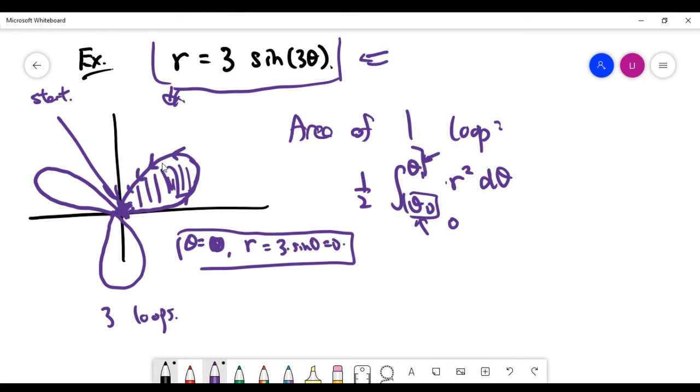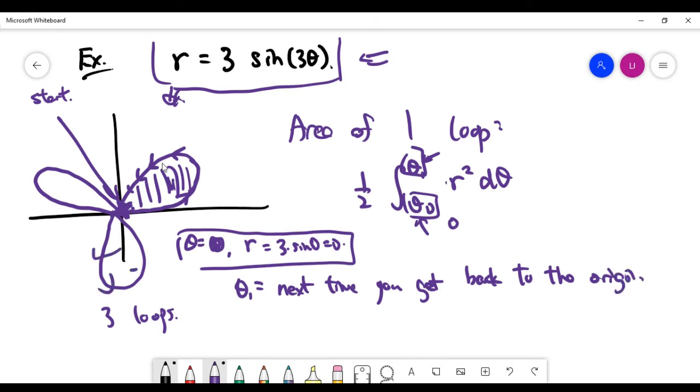So the angle theta 1 here should be the next time you get back to the origin. Please note that there are many times you go back to the origin. I don't care about the future times where you go back to the origin again. I would just like to look at the second time, because this loop is what we look at, in the sense that you go along this loop just one time. And we have to solve this problem now.